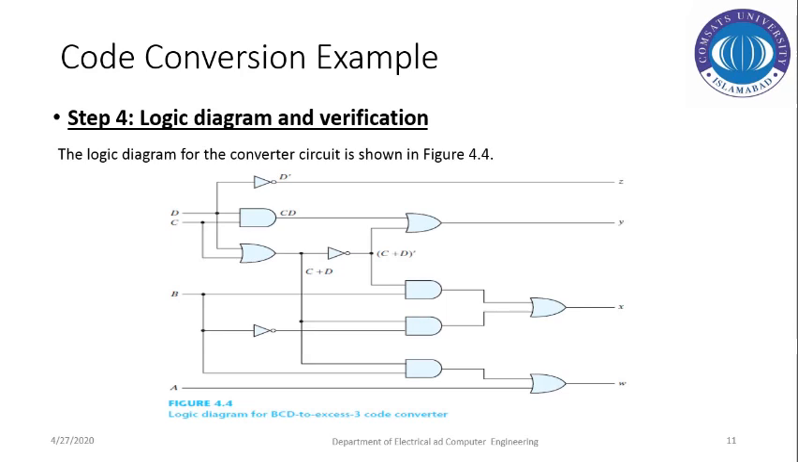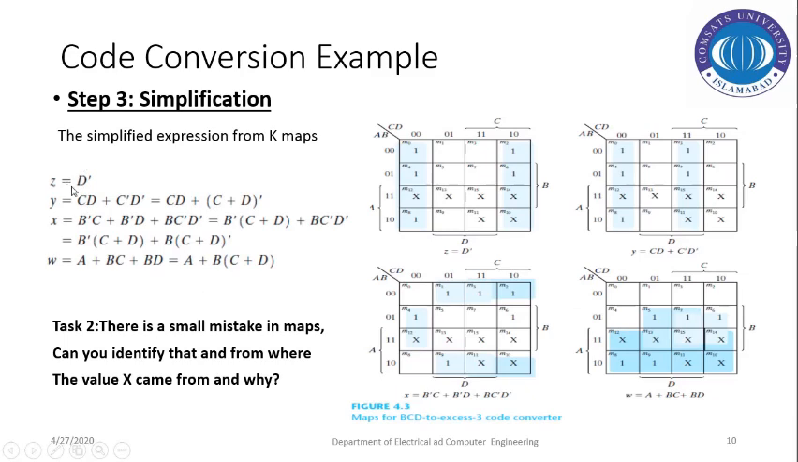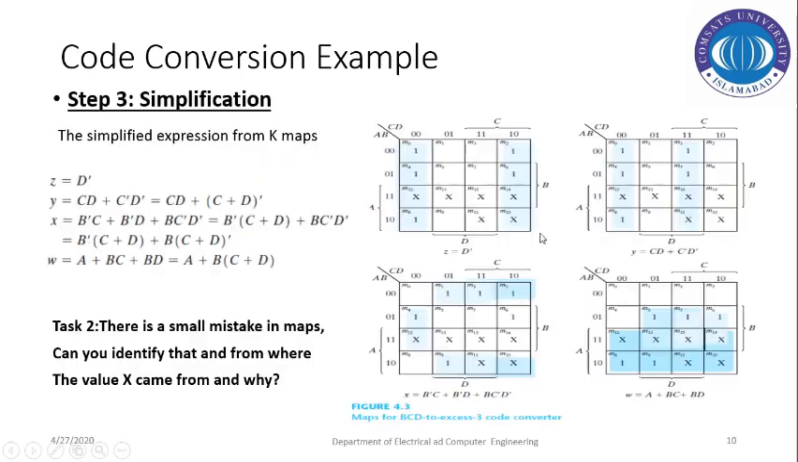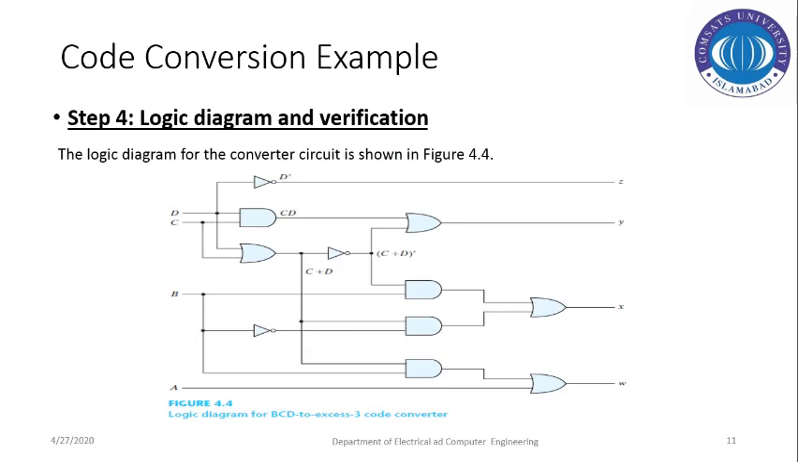If you see the expression z equals d prime, this is the d input that is being inverted here in order to produce z. Similarly, in the expression we have c or d, which is common between y, x and w. And if you see the diagram, this is the gate that is going to OR the inputs C and D.